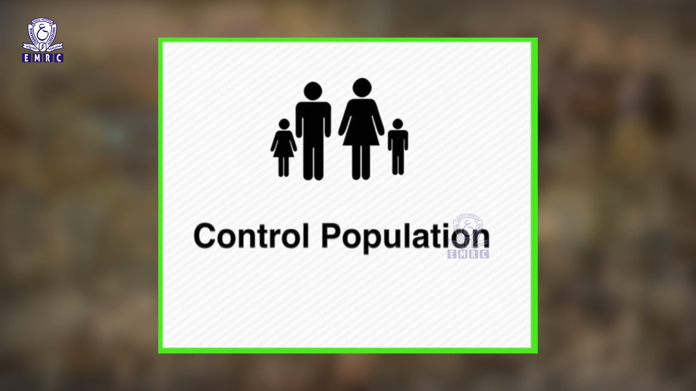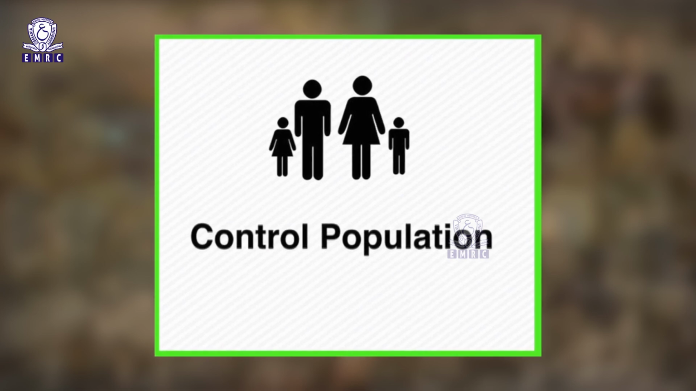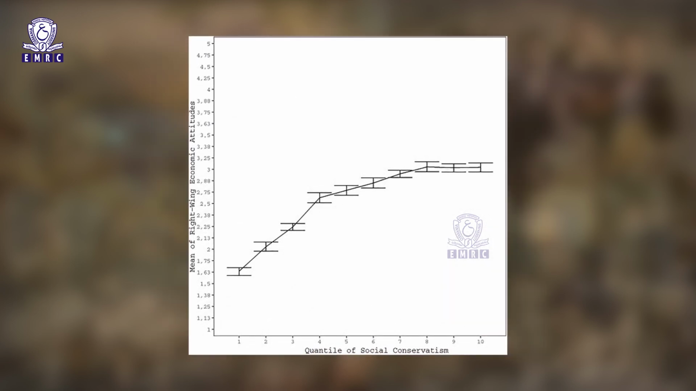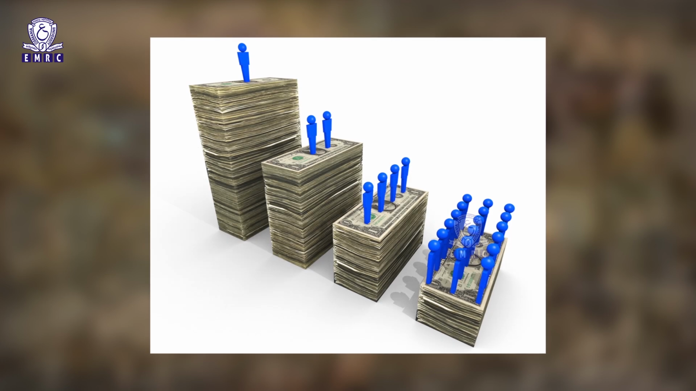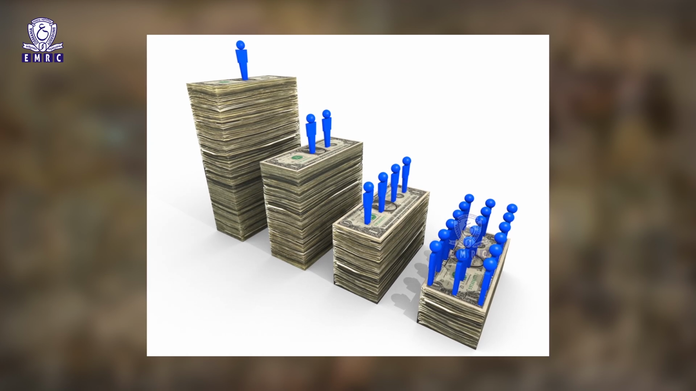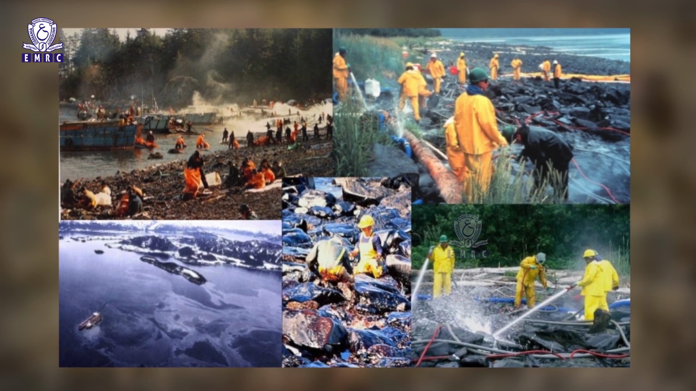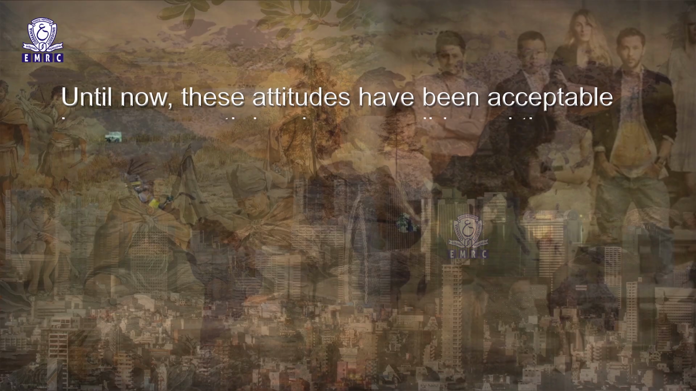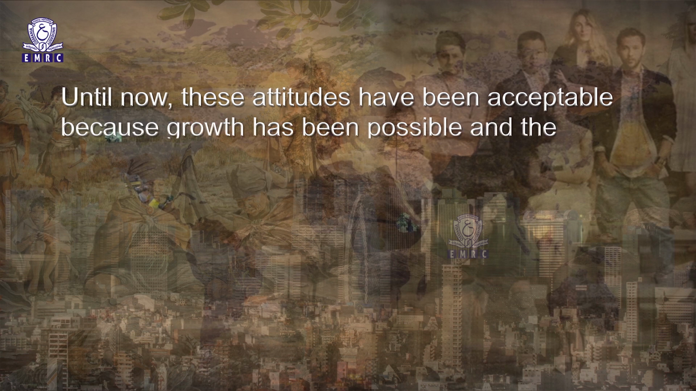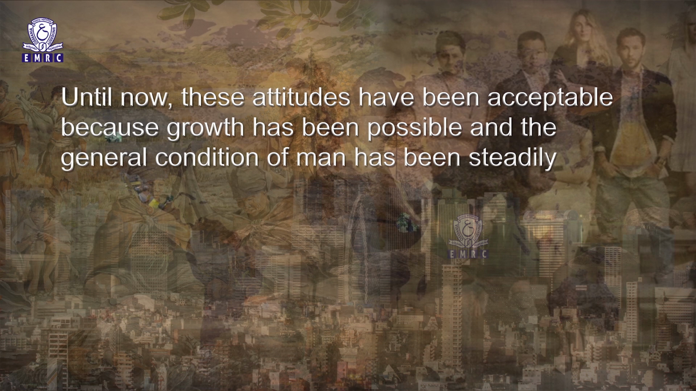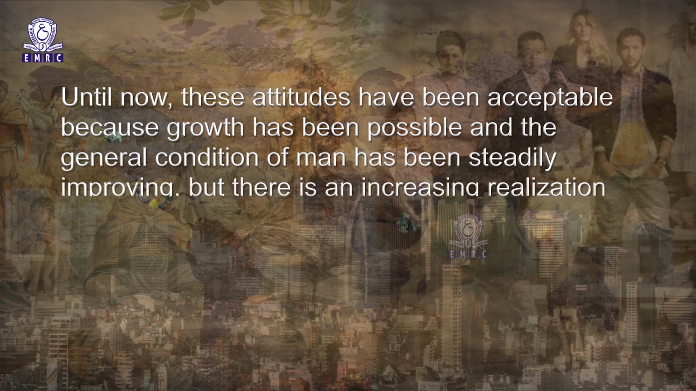Although an increasing number of societies are embracing Marxism, this also has produced social attitudes which make population control more difficult, and economic attitudes which see growth as progress and short-term economic gains as more important than long-term environmental consequences. Until now, these attitudes have been acceptable because growth has been possible and the general condition of man has been steadily improving.